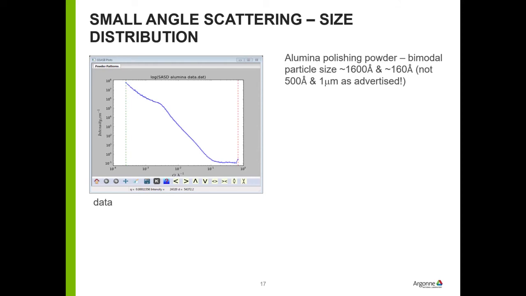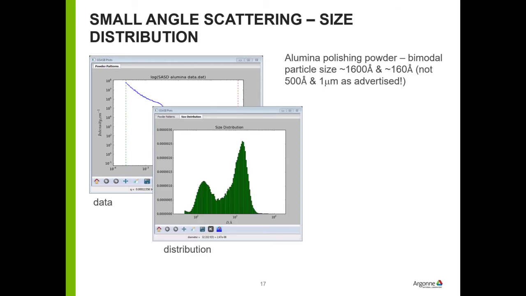And it was advertised as 500 angstroms and 1 micron. That's around 10,000 angstroms. But in actual fact, the distribution is more like this, which is around 160 angstroms here and 1,600 angstroms here. So it's not what they advertise at all.